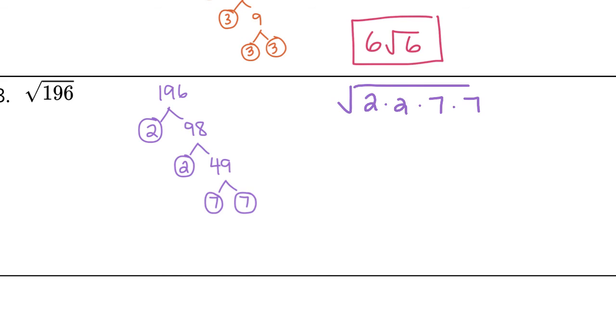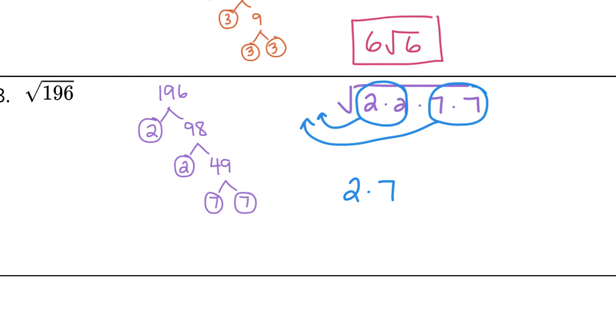Now we're going to circle our groups depending on our index. Our index was invisible 2, so we're going to circle pairs. So I have a pair of 2s and I have a pair of 7s. So that means that both can go to the outside of the symbol. So a 2 and a 7. Now inside the symbol, there's nothing left because everything moved to the outside. So I don't need to write that symbol anymore.